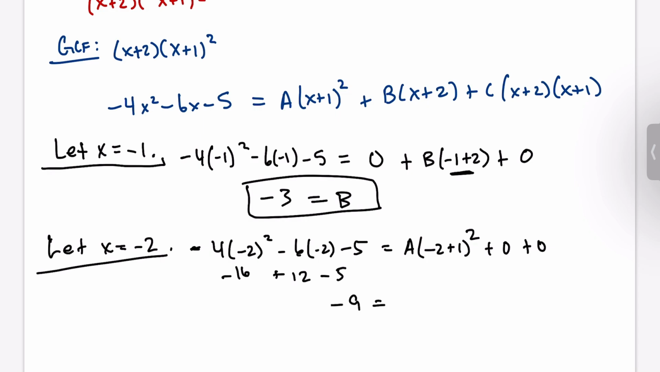And then on the right-hand side, we do have -2 plus 1 is -1, but it's being squared, so it's positive. So that means it's just a. Okay.